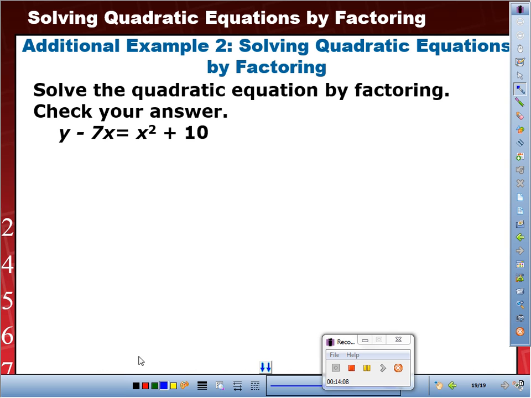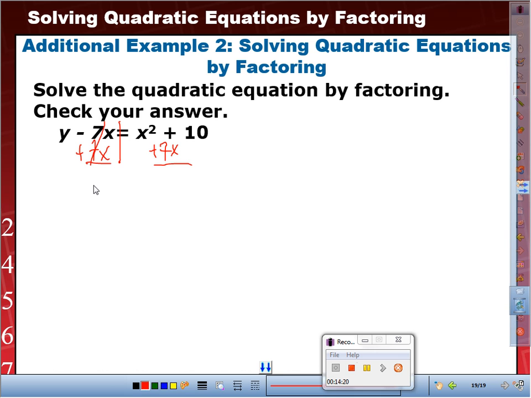Okay, let's get started. Help me with the first step, please. Tori? Plus 7x, plus 7x. We end up with y equals x squared plus 7x plus 10. Thank you. Pass it to someone. Christian, next step. Oh, you replace the y with 0. Substitute 0 for y. Thank you. Pass it to someone.